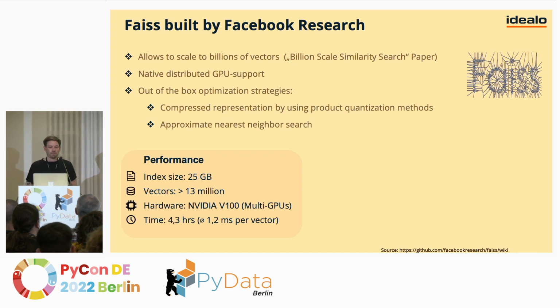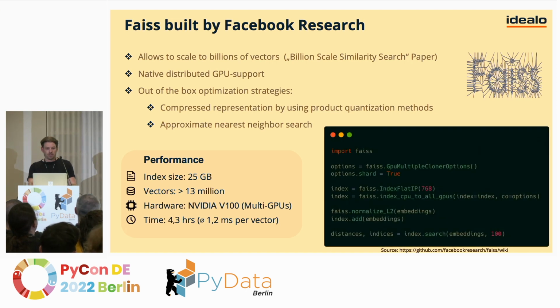We stored 13 million vectors in our index. We performed it on a GPU, and it only took 4 hours, a little bit more than that. Per vector, we had a search time of 1.2 milliseconds, which was already amazing for a brute force search. In the coming month, we will try to optimize that and try out vector compression and also approximate nearest neighbor search. And yeah, here on the right, you can see the implementation we are using.